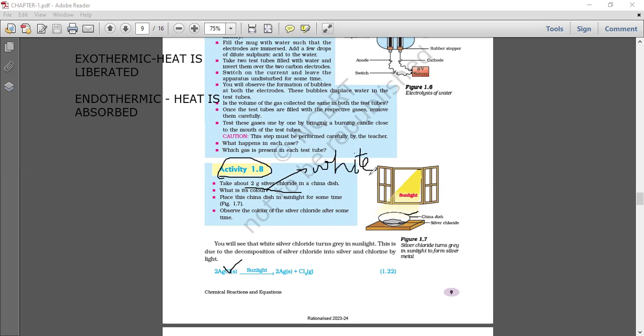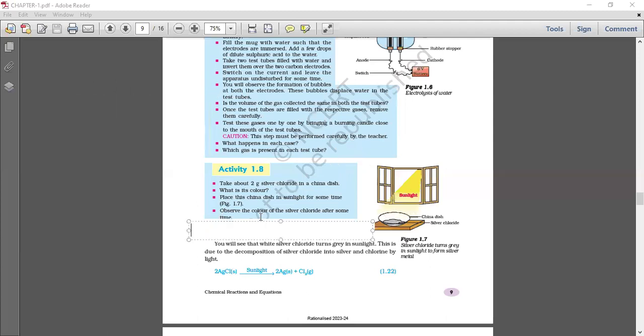If you put the silver chloride under the sun for some time, it absorbs heat from the sunlight. After some time, we see that the color of the silver chloride, which was white, changes into gray. Why does this happen? Because the silver chloride absorbs the heat. Such a reaction is known as an endothermic reaction.